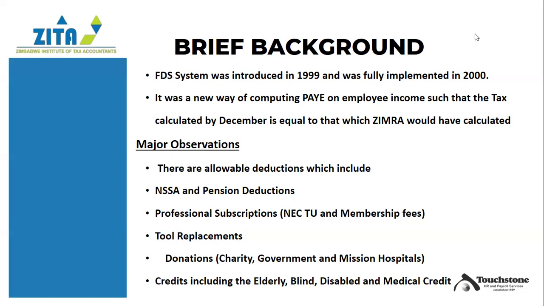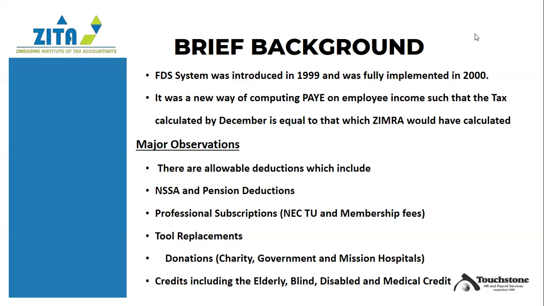So there's the elderly person's credit. There is the blind person's credit. This is for a blind employee. There's the disabled person's credit. This is for a disabled employee. And the disability credit is also extended to spouse and children.